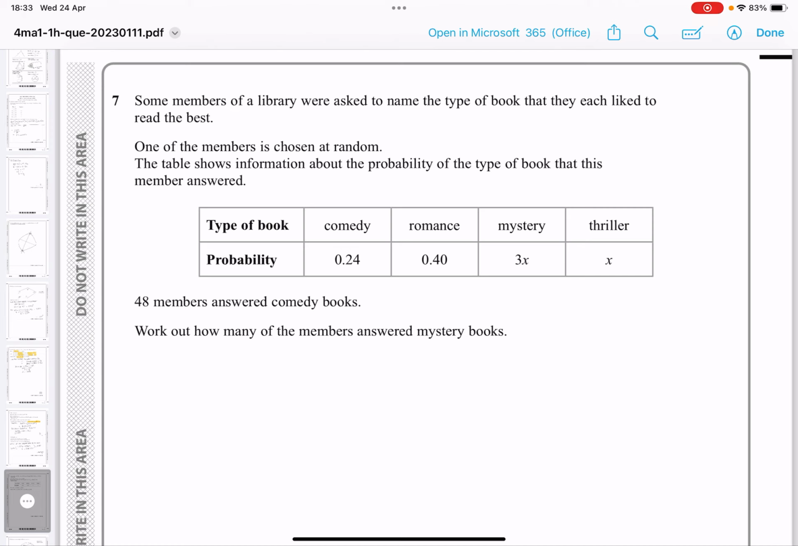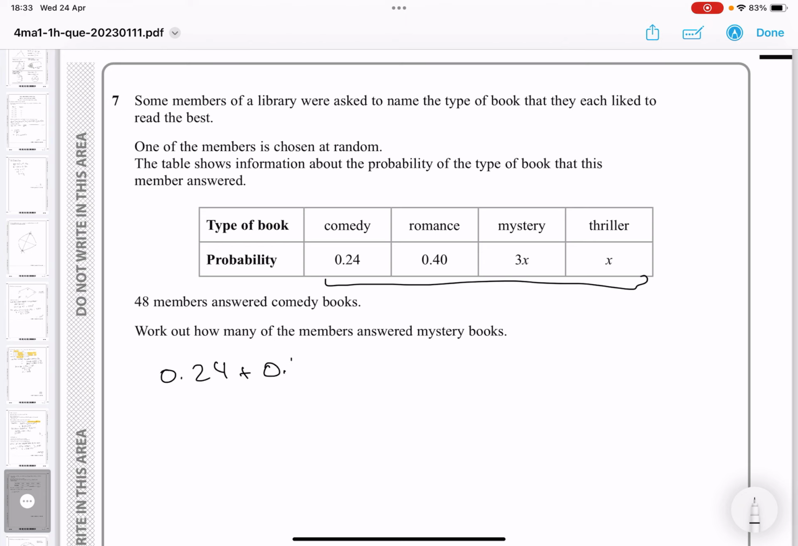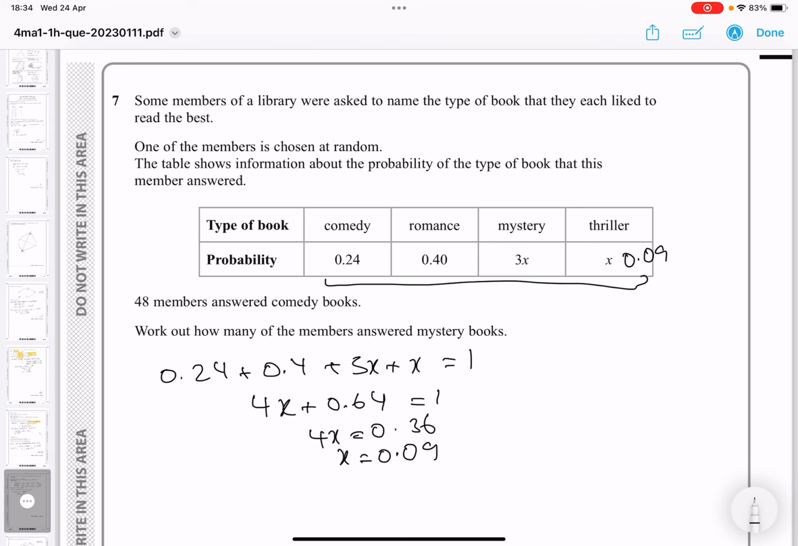Okay, so whenever you see a table and you have probability, you always have to remember probabilities add up to 1. So all of these probabilities here are going to add up to 1. So we can form an equation then. 0.24 plus 0.4 plus 3x plus x equals 1. So 4x plus 0.64 equals 1. 4x equals 0.36, so x will equal 0.09. So now we know that the probability of people liking thriller books is 0.09. And the probability of people liking mystery books will be 0.09 multiplied by 3, which is 0.27.